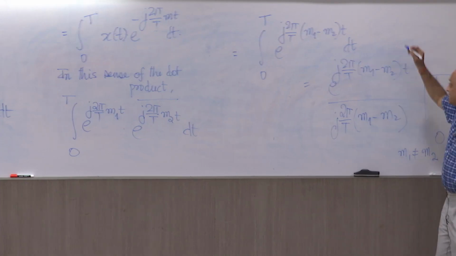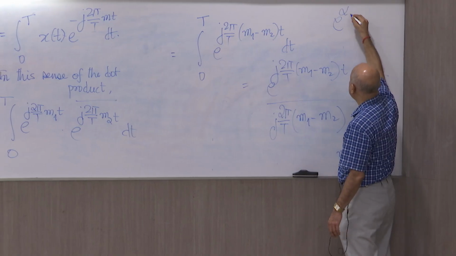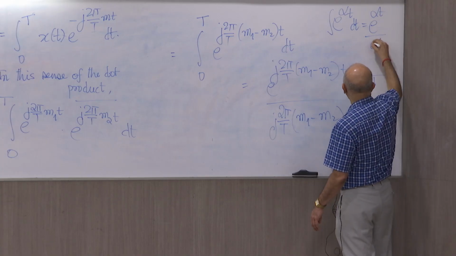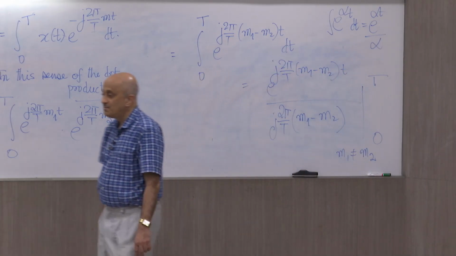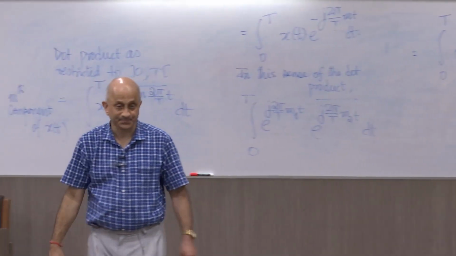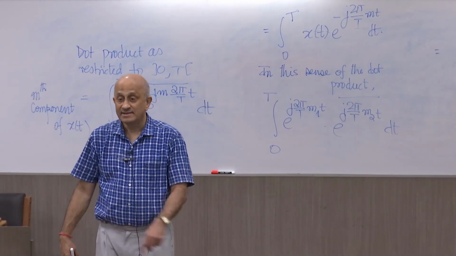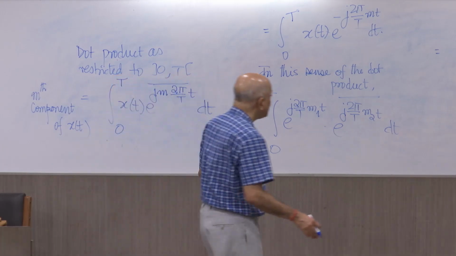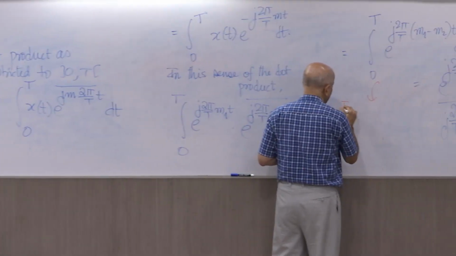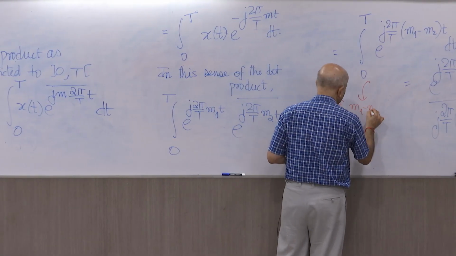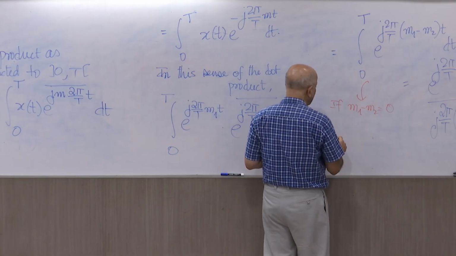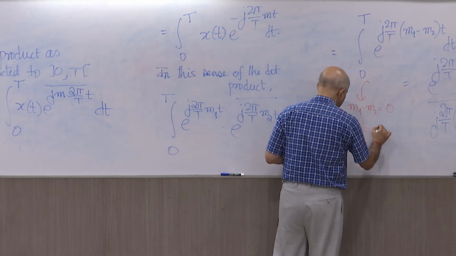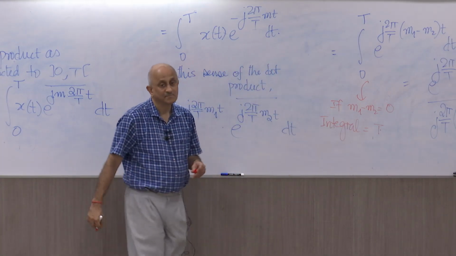So you know how to integrate e raised to the power alpha t dt, isn't it? The indefinite integral is e raised to the power alpha t by alpha, provided of course alpha is not 0. If alpha is 0, then it is the integration of a constant. So if m1 minus m2 is 0, then this integral becomes simply t.